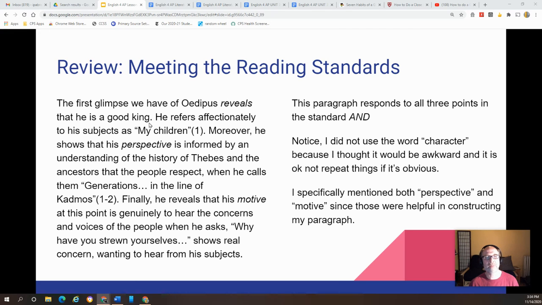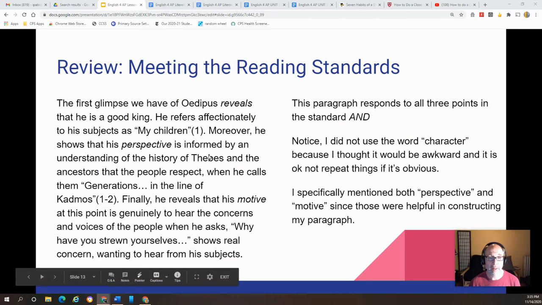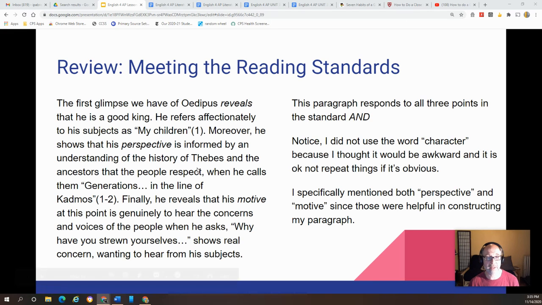So the first glimpse we have of Oedipus reveals that he is a good king. He refers affectionately to his subjects as my children. So that's what kind of person he is. I did, however, specifically mention both perspective and motive, since those words were helpful in constructing my paragraph. So moreover, he shows that his perspective is informed by an understanding of the history of Thebes and the ancestors that the people respect when he calls them generations in the line of Cadmos. So again, that's his perspective on the city.